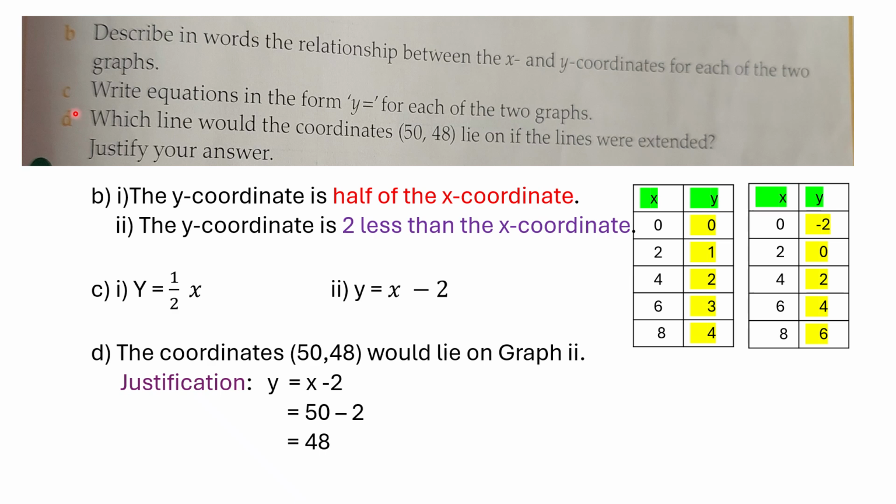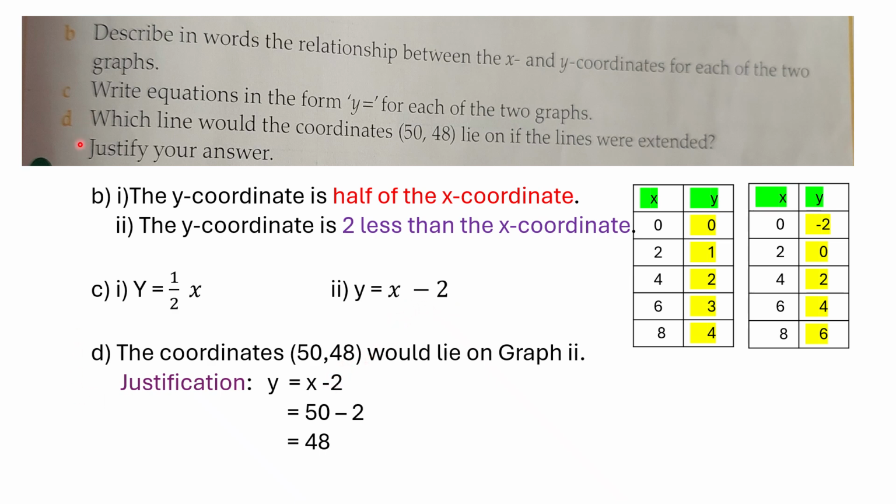Now see the question: write equations in the form y equals for each of the two graphs. The relationships are given in words. Now we are going to write them as equations. So y equals half of the x coordinate, so y equals half x. For the second graph, the y coordinate is 2 less than the x coordinate, so y equals x minus 2.